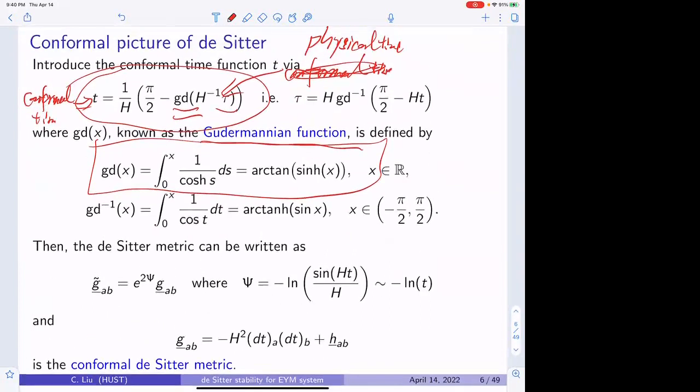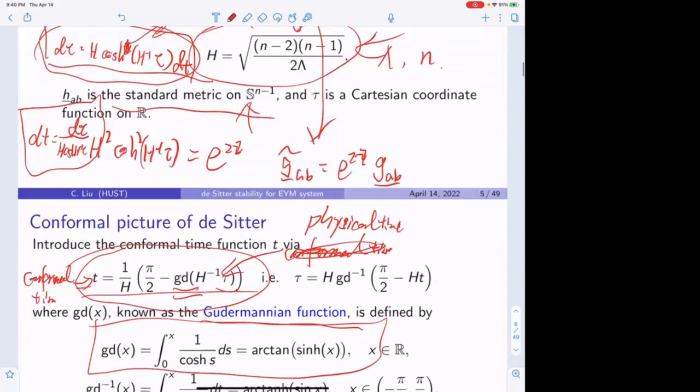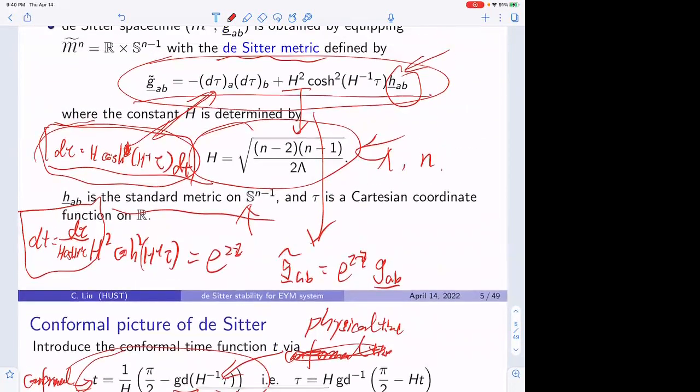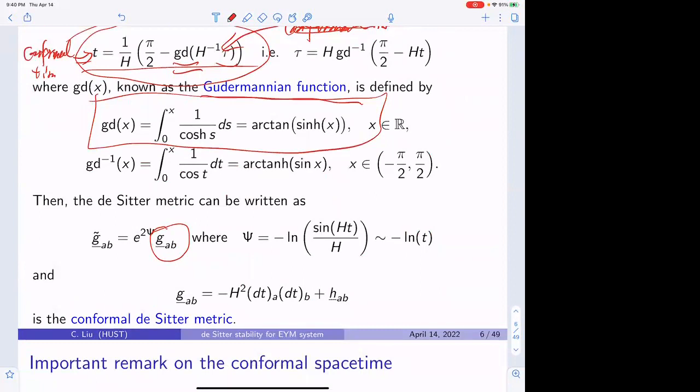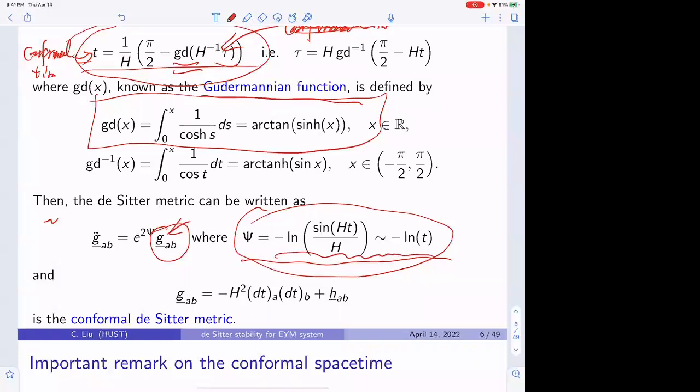With this time transformation, we can transform the de Sitter spacetime into the conformal de Sitter spacetime. The conformal one is this one. In our talk, we will use a tilde to represent all the variables in the physical picture, and we use variables without a tilde to represent the variables in the conformal picture. Our conformal factor eventually becomes this one, and you can see it behaves very much like minus log t.